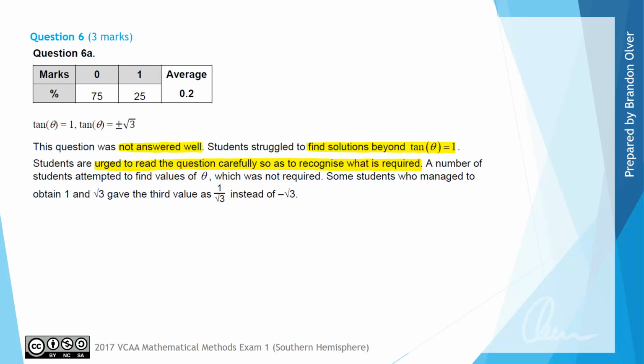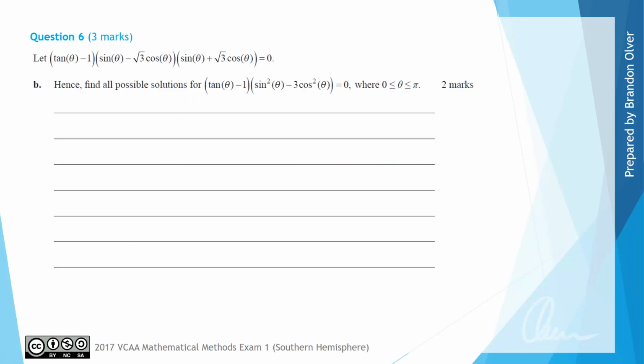Some students who managed to obtain 1 and root 3 gave the third value as 1 on root 3 instead of negative root 3. For part B it says: hence find all possible solutions for this equation equaling 0, where theta is between 0 and pi.